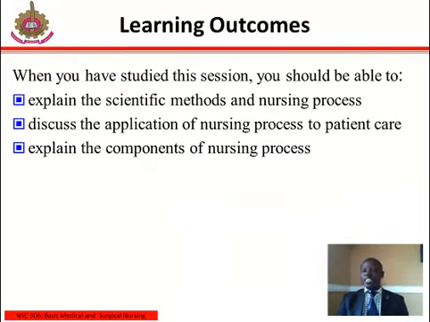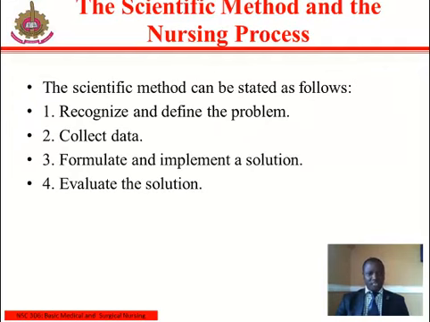When you will have studied this section, you should be able to explain the scientific method and nursing process. You should be able to discuss the application of nursing process to patient care. And lastly, you should be able to explain the components of nursing process. Let's start with the scientific method and the nursing process.